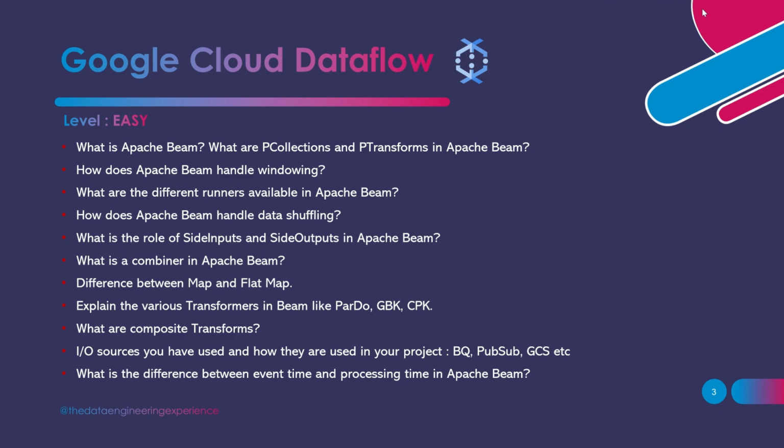Then explain the various types of transformations in Beam like ParDo, GroupByKey, CombinePerKey. So I'm sure you can explain these simple definitions. We'll move on to the next question.